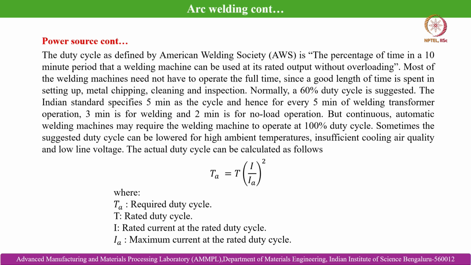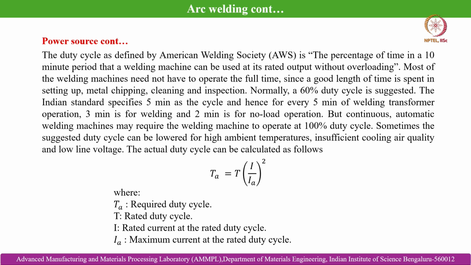Next, the duty cycle, as defined by the American Welding Society, is the percentage of time in a 10-minute period that a welding machine can be used at its rated output without overloading. Most welding machines need not operate the full time, since a good length of time is spent in setting up, metal chipping, cleaning and inspection. So normally a 60% duty cycle is suggested. The Indian standard specifies 5 minutes as the cycle, and hence for every 5 minutes of welding transformer operation, 3 minutes is for welding and 2 minutes is for no load operation.